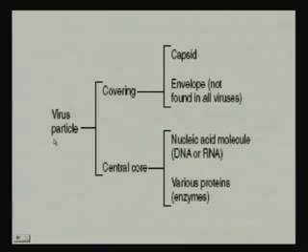Now, as I have told you, they are very tiny organisms, and if we see their architecture, we can find that the virus has two major parts. One is the covering part, another is the central core. The covering part can again be divided into two: one is called the capsid and another is the envelope, and this envelope is not present in every virus. It is found in some viruses. The central core is the nucleic acid molecule, either DNA or RNA, which is covered by the capsid, and viral proteins are also present along with this nucleic acid.